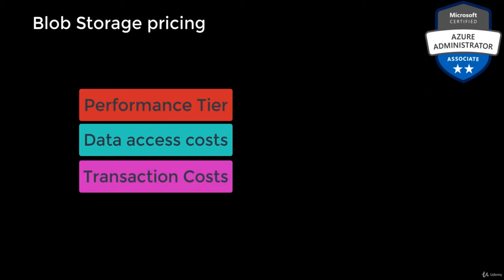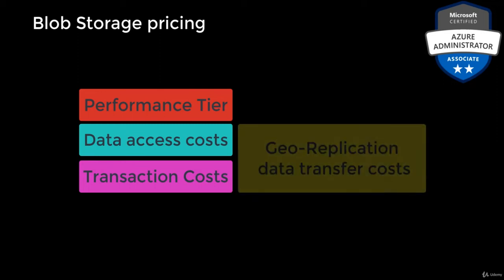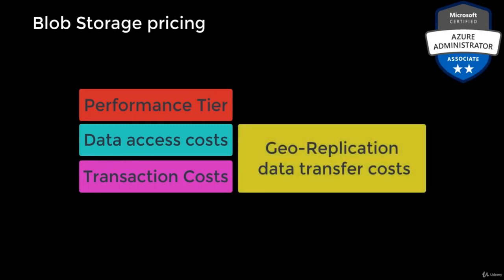Transaction costs. There is a per transaction charge for all tiers, and this will increase as the tier gets cooler. Geo-replication data transfer costs. This charge only applies to accounts with geo-replication configured, including GRS and RA-GRS, which is read access geo-replication. Geo-replication data transfer includes a per gigabit charge. When you choose geo-replication, you are replicating your data between two geographies, and that also includes the network transfer costs.